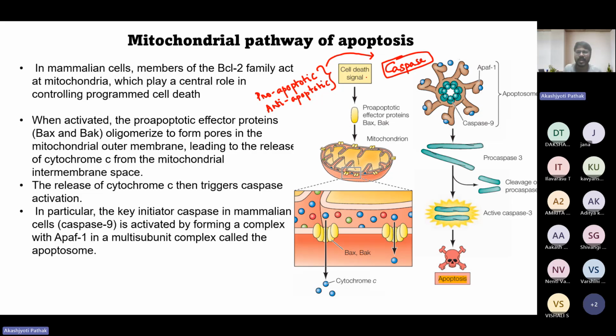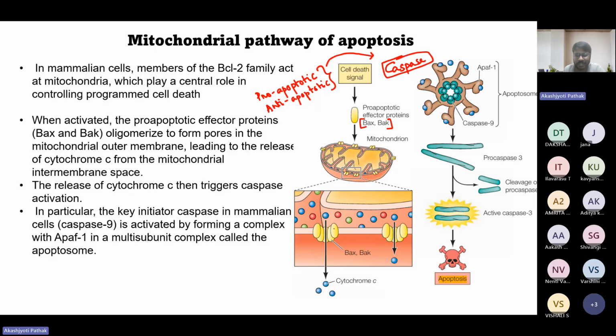In this figure you can see that there is a cell death signal. Once there is a cell death signal, it activates the pro-apoptotic effector proteins, which are Bax and Bak. This figure is taken from the cell biology book by Cooper. These are pro-apoptotic factors, and they come under the BCL2 family of proteins. You can see in this figure that these proteins are mainly present in the outer membrane of the mitochondria. Once a cell death signal is received by the mitochondria, the Bax and Bak proteins start to oligomerize, and you can see here that they have formed an oligomeric structure.